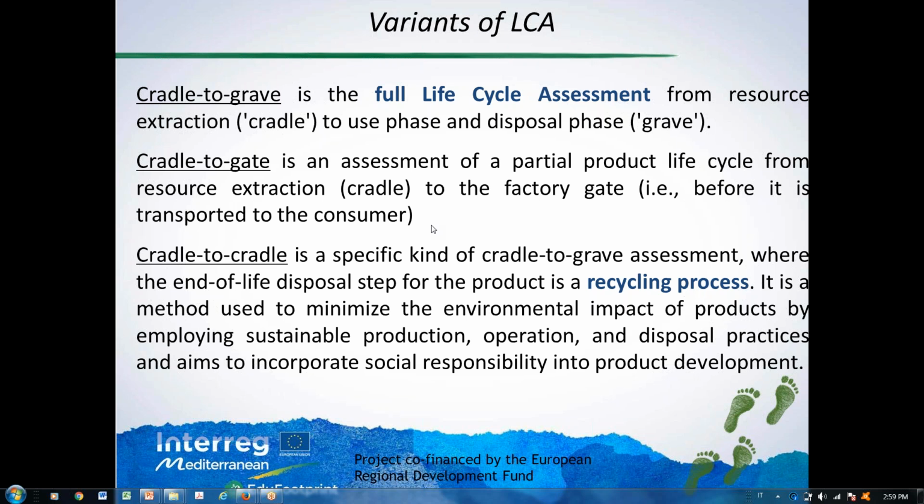This method is used to minimize the environmental impact of products by employing sustainable production, operation, and disposal practices, and aims to incorporate social responsibility into product development. And as we said, it is used only for a recycling process and to quantify the impact in the recycling process.